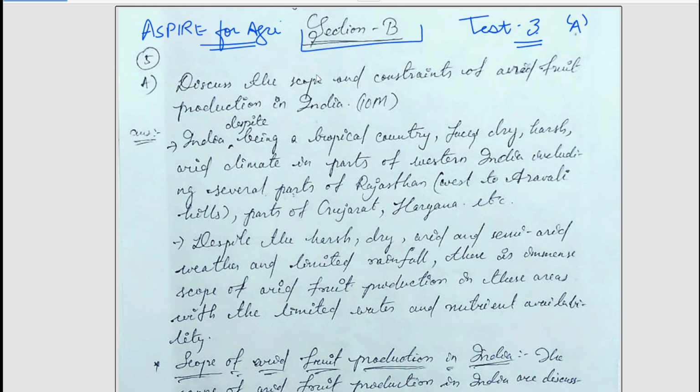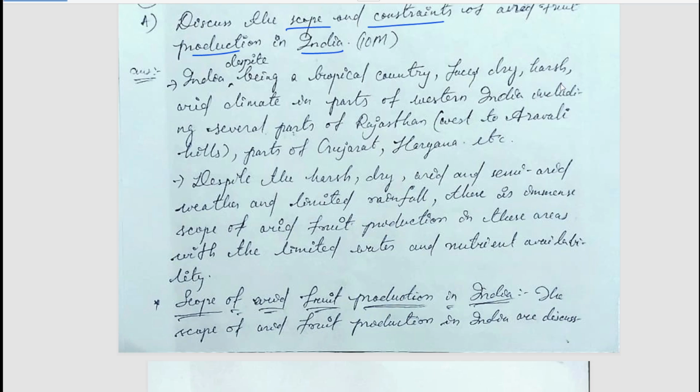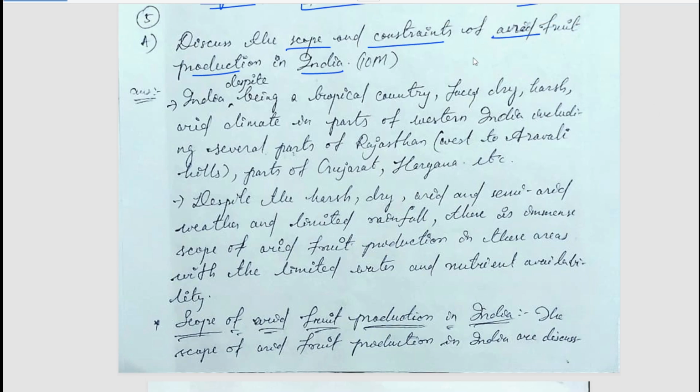So let's start. The first question was, discuss the scope and constraints of arid fruit production in India. You all know what arid regions are: dry regions, rainfall deficient regions. So what are the constraints of fruit production in these regions, and what is the scope of fruit production in these regions? Both things need to be highlighted, scope and constraints.